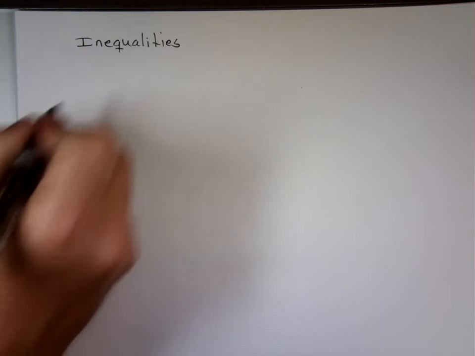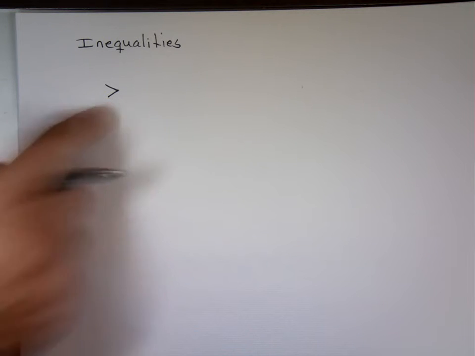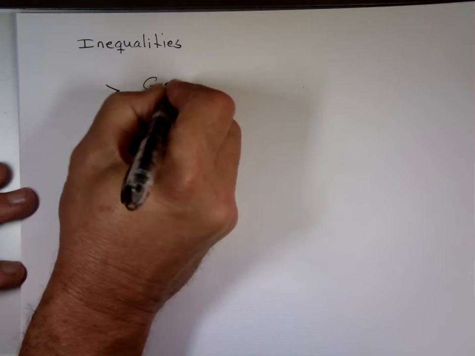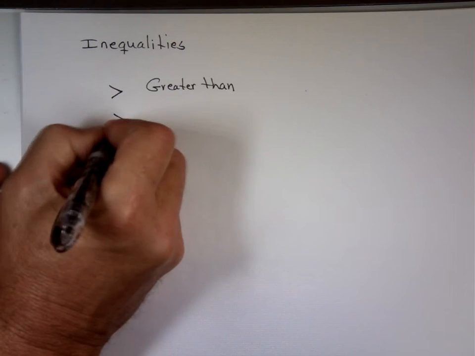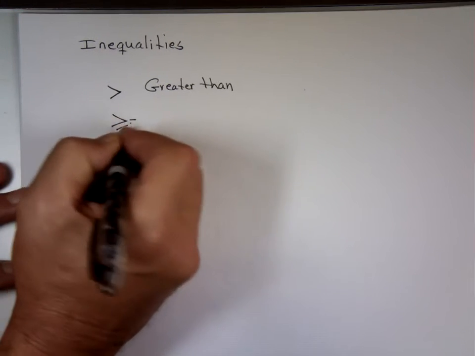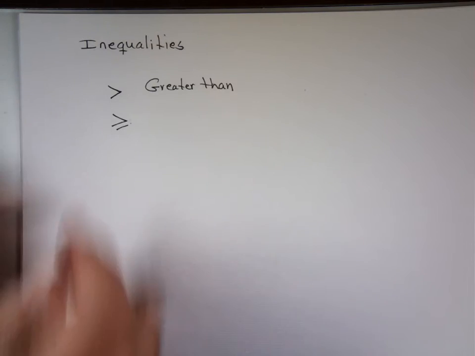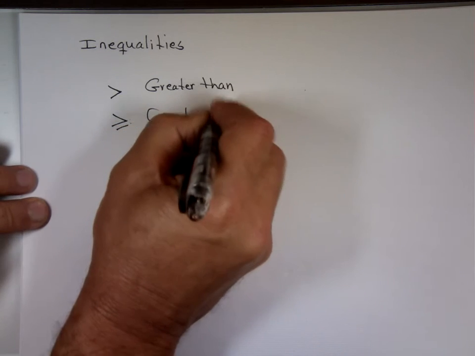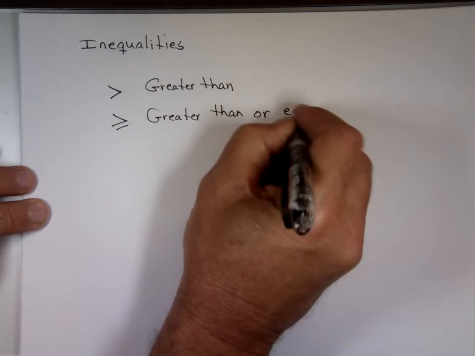Now, inequalities, we have color signs. This sign, which means what? What is that sign? Greater than, yes. This sign, well, actually, they do them this way in math. In computer language, you put the equal after. This is what? Greater than or equal to. Notice or, not and. There's a big difference.